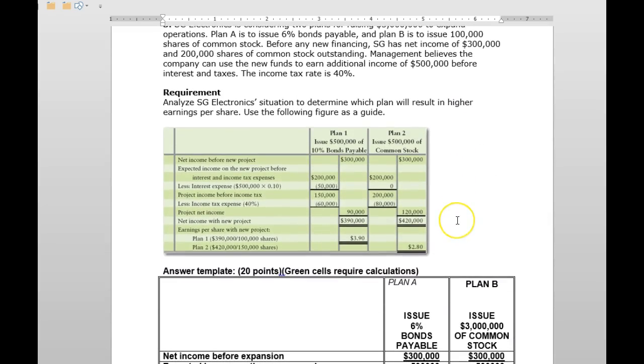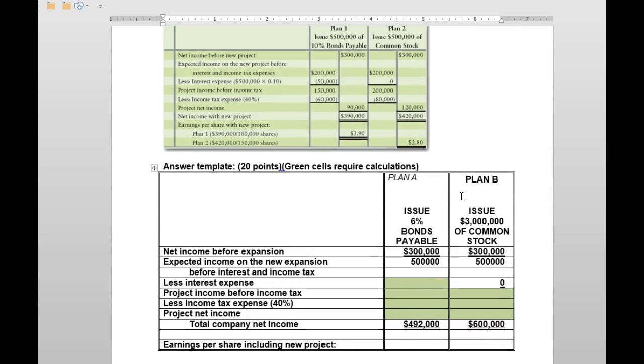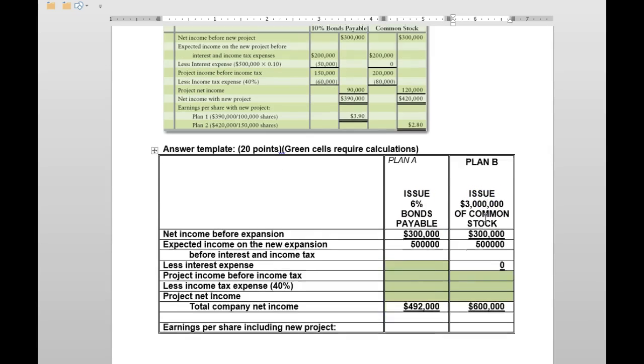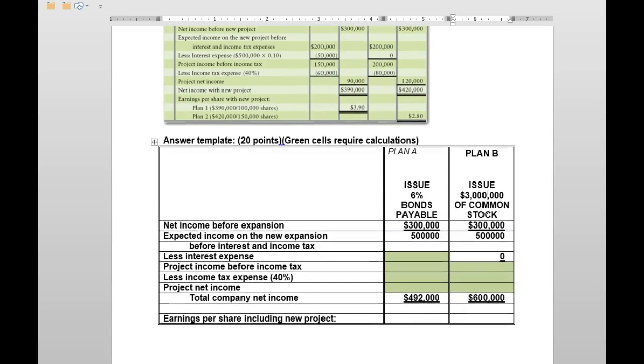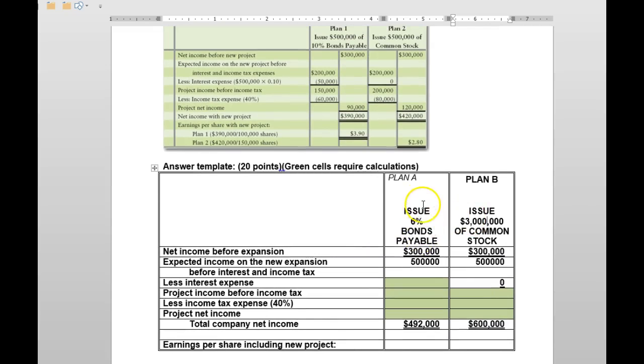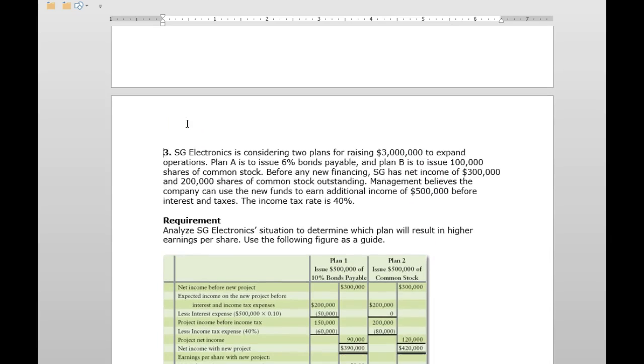Number 3 is an interesting activity, because you're going to pick a scenario and say which is better, to borrow money or to issue stock for that money. And it's a very interesting activity that went on 2 pages, which is not fun. Let's see if we can pull that up a bit.